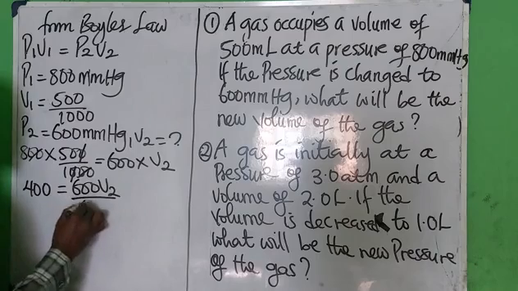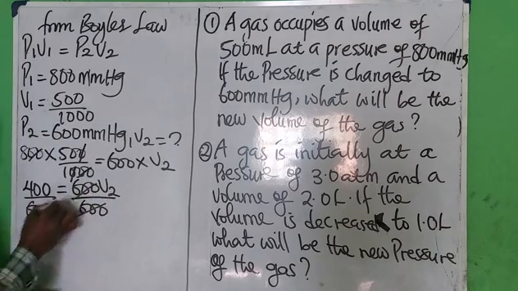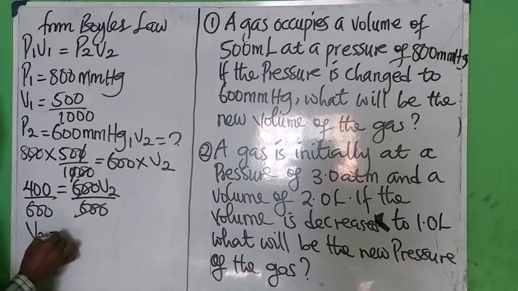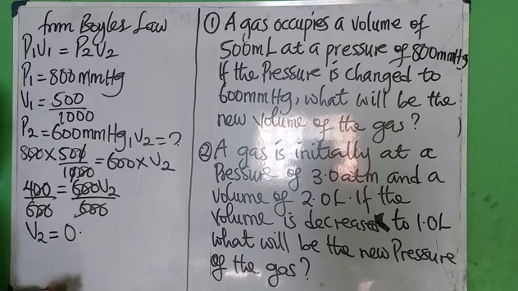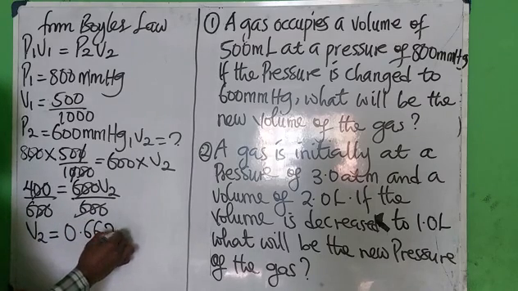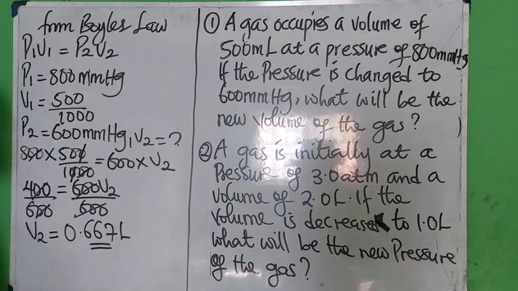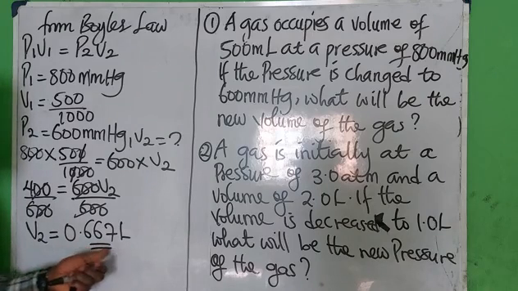So what do you do? You divide both sides by 600. This will go into this. Therefore, my V2 becomes 0.667 liter. This we have solved in liter.